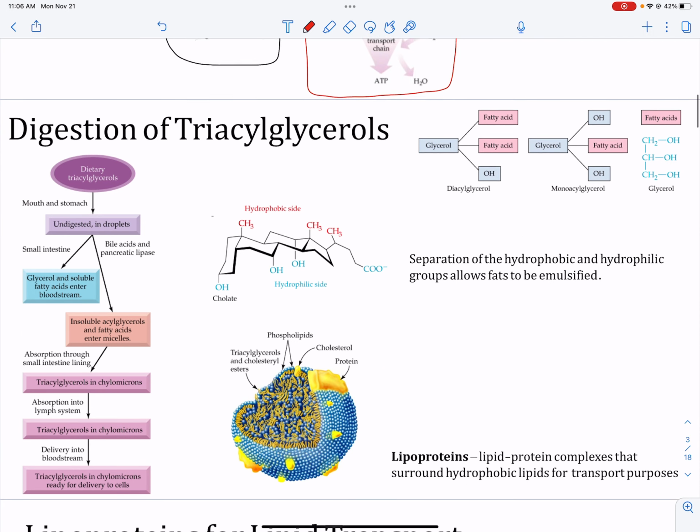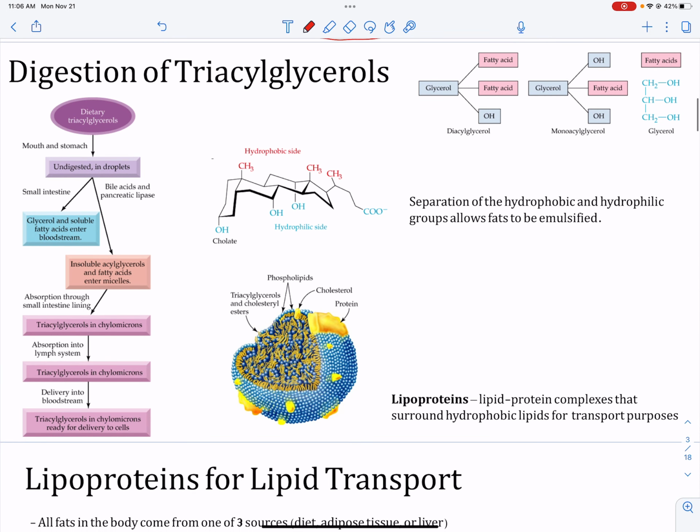All right, so the first step of lipid metabolism is just going to be digestion. So when we consume lipids in our diet, when we consume fats, foods that are high in fats, we have to first digest them before we can metabolize them. All right, so obviously this is talking about in the mouth and the stomach. And you can see here that it says undigested fats are going to form into droplets.